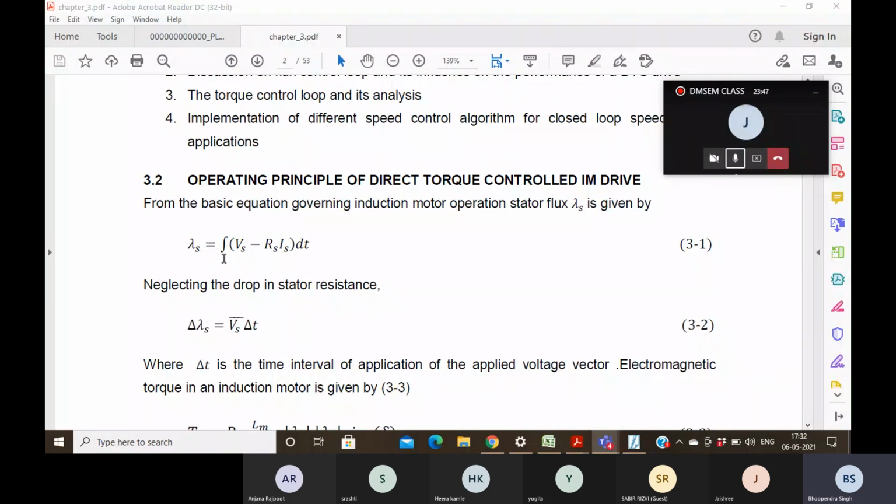We all know what is the mathematical equation for flux linkage. We know that the rate of change of flux linkage is equal to the induced EMF, isn't it? So what should be the flux linkage? Flux linkage should be the integral of the induced EMF. And what should be the induced EMF? Induced EMF should be the applied voltage minus the drop. This is the basic philosophy.